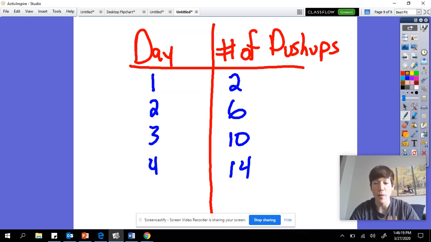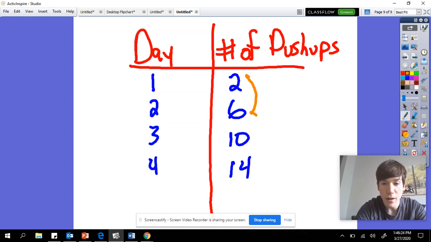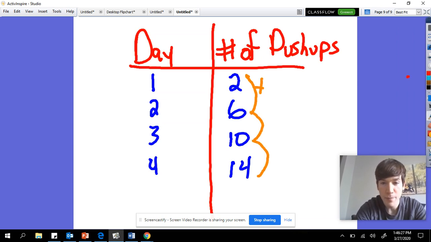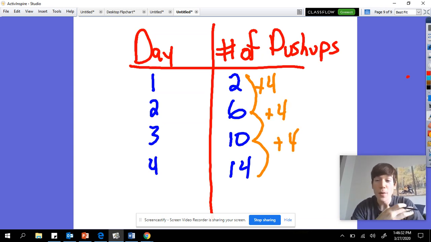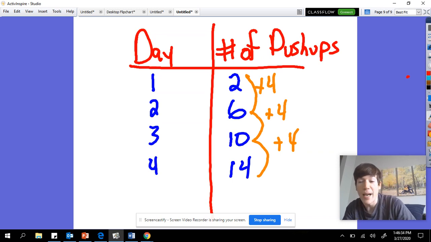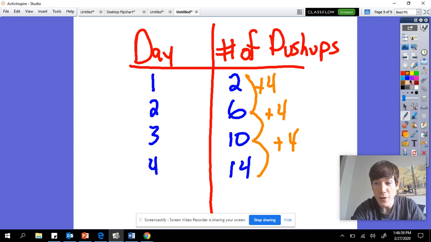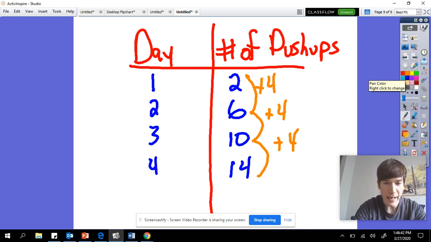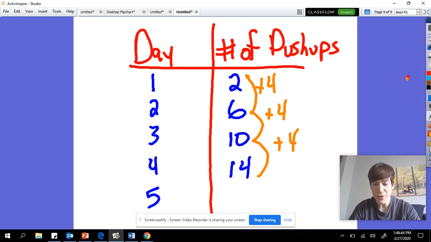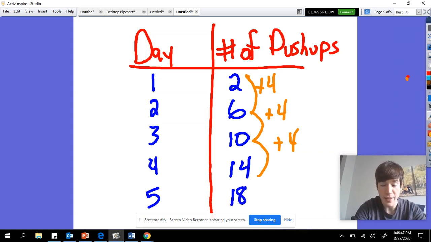One pattern that I notice right off the bat is that if we look at the number of push-ups here, you'll notice that each time this number increases by 4. So every time a new day went by, I increased by 4 push-ups. So if we were to use that same model, if I asked you about day 5, I could just add 14 plus 4, which would give me 18 push-ups, which would tell me that on day 5, I would have done 18 push-ups.